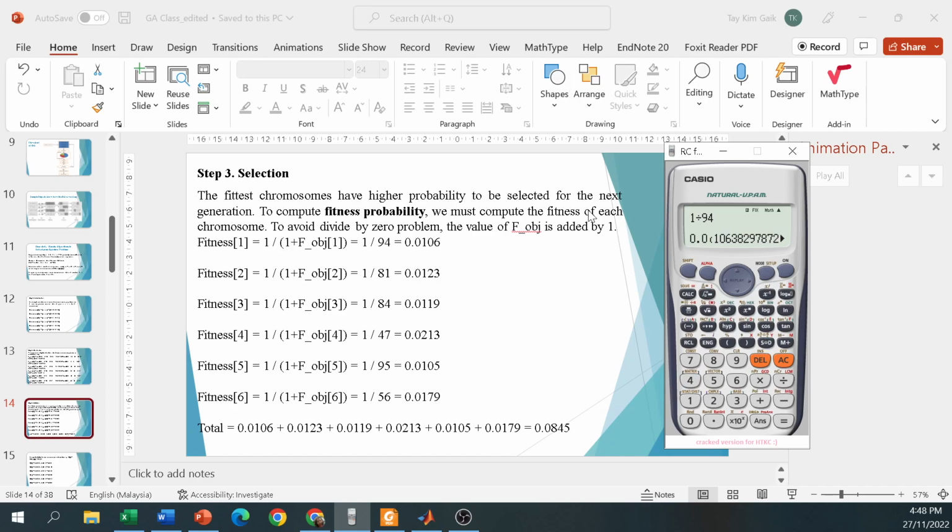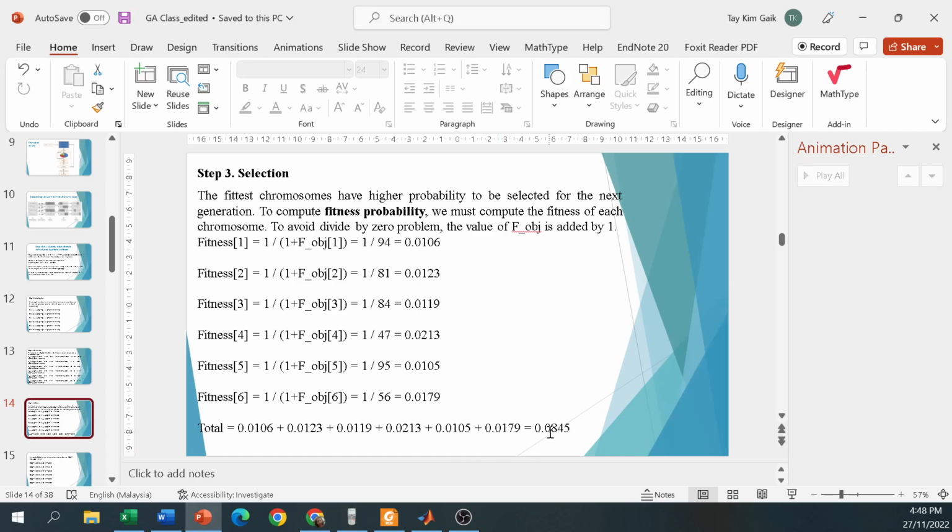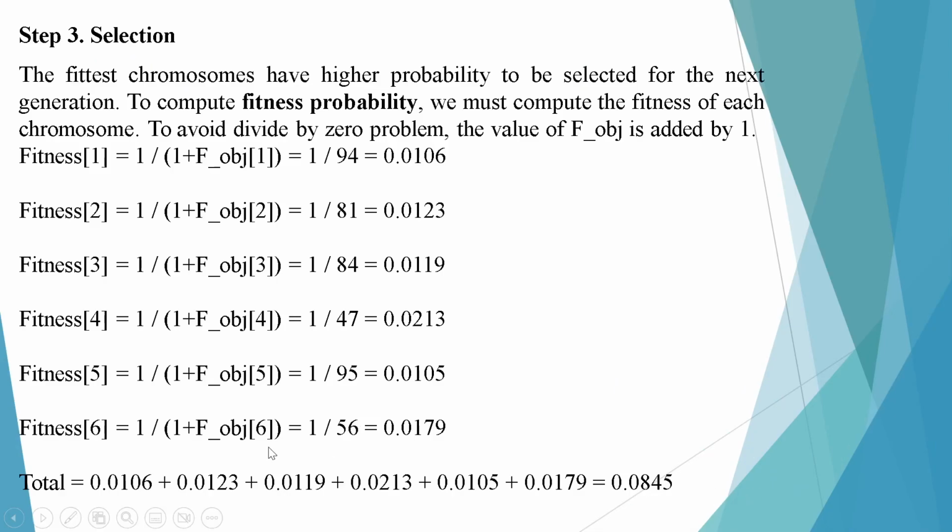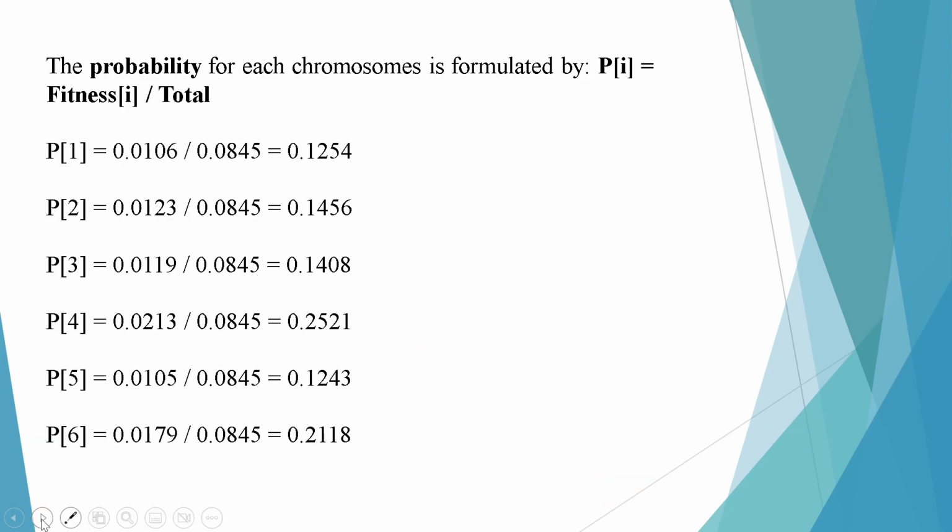Then we add up all these fitness probabilities. When you add up all these 6 fitness probabilities, you get a total of about 0.0845.